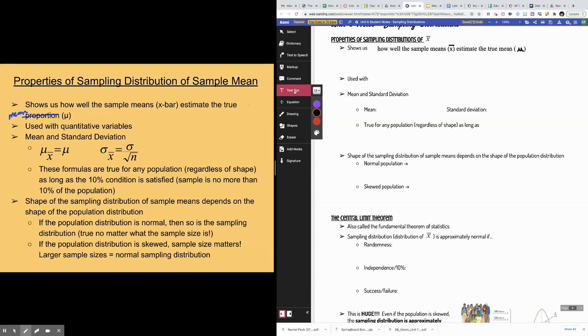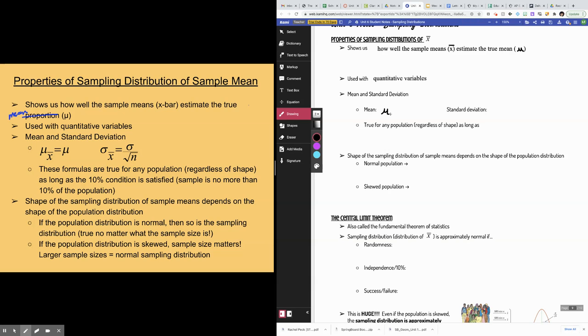If you recall from the last section, which was all about proportions, we use those with categorical variables. Means are used with quantitative variables. A good rule of thumb is that anything you can take an average of, or anything that has a unit, is a quantitative variable. The formulas for mean and standard deviation are a little bit simpler than the proportion ones, but I'm hoping that they look familiar, at least.